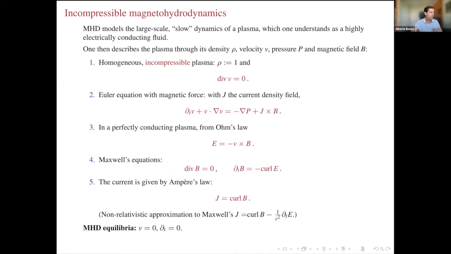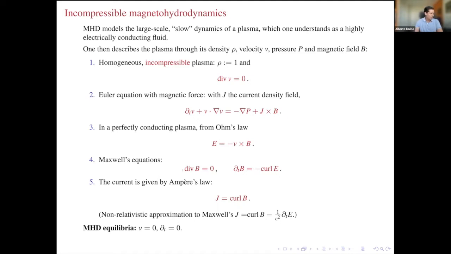We are describing the plasma in terms of a magnetic field, but that doesn't mean that there's no electric field. Okay, what happens is that one can use Ohm's law to write the electric field this way. We assume that the plasma is perfectly conducting, therefore the conductivity constant is like plus infinity, and that gives us a closed expression for the electric field as minus the cross product of the velocity and the magnetic field.